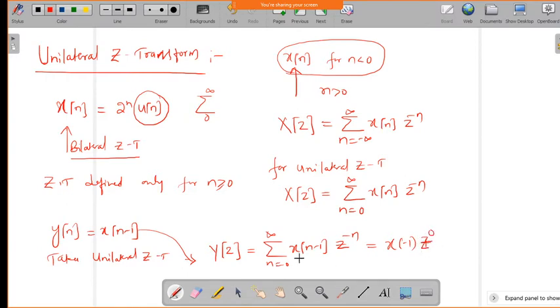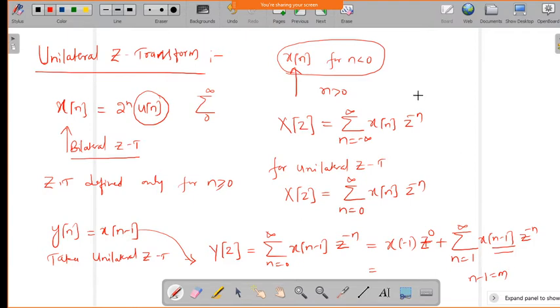So whatever n value we put, x of minus 1 into z power 0, plus I can write again summation n equal to 1 to infinity x of n minus 1 into z power minus n. Now similarly, if you put n equal to 1, then you will go on getting the values. Now for this one I'll take n minus 1 equal to m, so I'll replace n minus 1 equal to m.